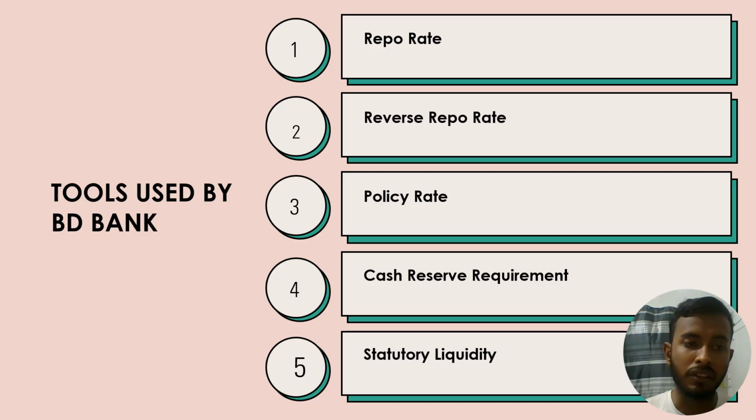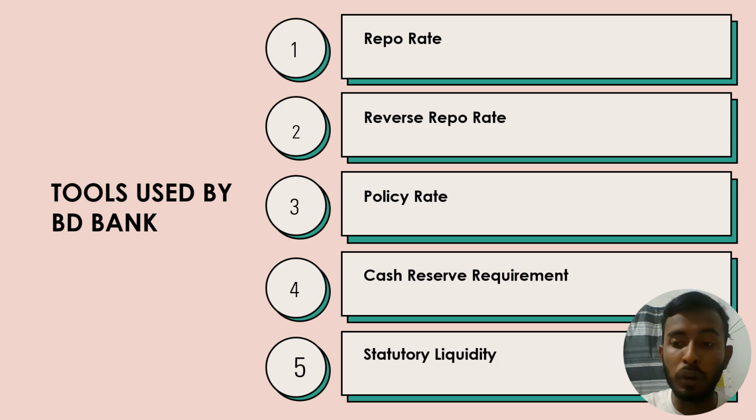Now I will discuss the tools used by Bangladesh Bank. First of all, Bangladesh Bank uses the repo rate. The repo rate is the rate at which Bangladesh Bank lends money to commercial banks for a short time. If the repo rate goes up, borrowing is costly, less money is in the market, and inflation goes down. The second is the reverse repo rate. The reverse repo rate is the rate at which Bangladesh Bank takes money back from commercial banks and gives them interest. It is used when banks have extra money.